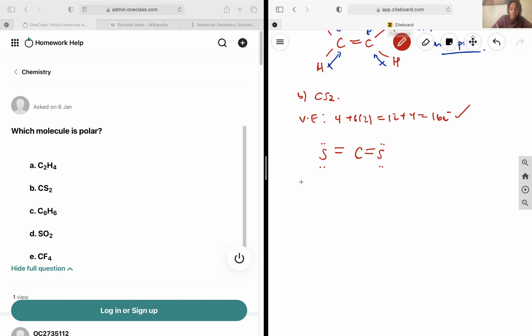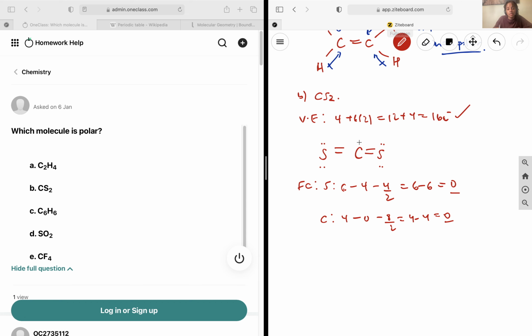Now let's see if the formal charges are covered too. For the sulfur, we're going to have 6 minus 4 over 2. 6 minus 6, 0. For the carbon, we're going to have 4 minus 0 minus 8 over 2. 4 minus 4, 0. So the formal charges also check out.